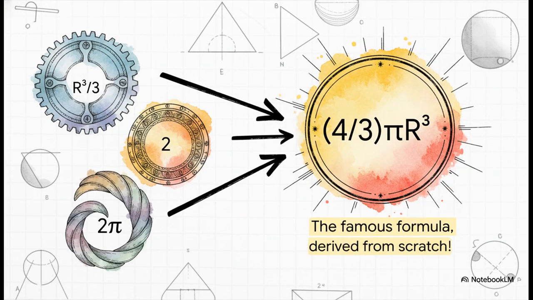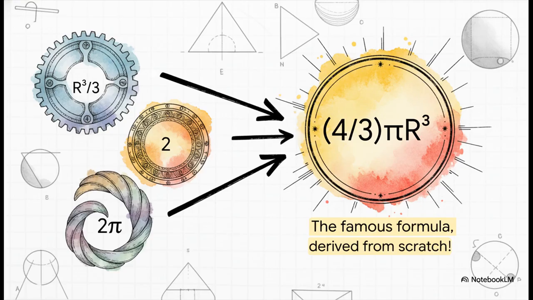Since our bounds are all constants, we can just solve each little integral separately. The integral for rho gives us r cubed over 3. The integral for sine phi from 0 to pi gives us 2. And the integral for theta gives us 2 pi. Multiply them all together, and what do you know? 4/3 pi r cubed. The formula we all know and love, derived right here from scratch.